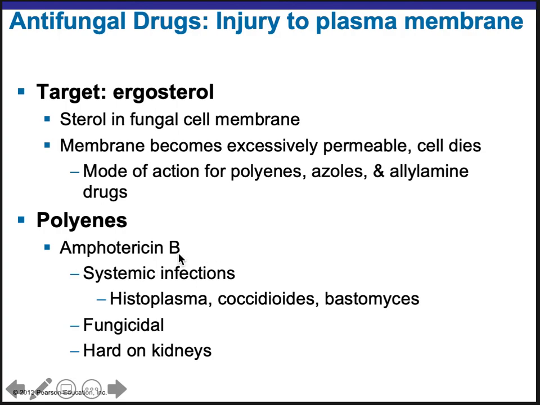So Amphotericin B is used for systemic infections with the fungi called Histoplasma, Coccidioides, and Blastomyces. This drug can be hard on the kidneys, but that's a risk we're willing to take when someone has a systemic life-threatening infection.